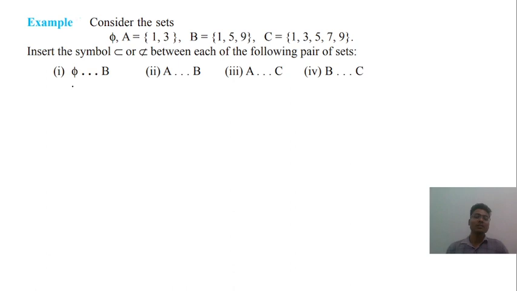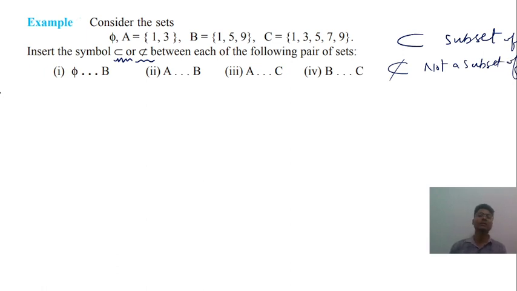Okay. Consider the sets phi, A, B, and C, where A is 1, 3, B is 1, 5, 9, and C is 1, 3, 5, 7, and 9. Insert the symbols of subset and non-subset. Here this symbol means subset of, and this symbol means not a subset of.